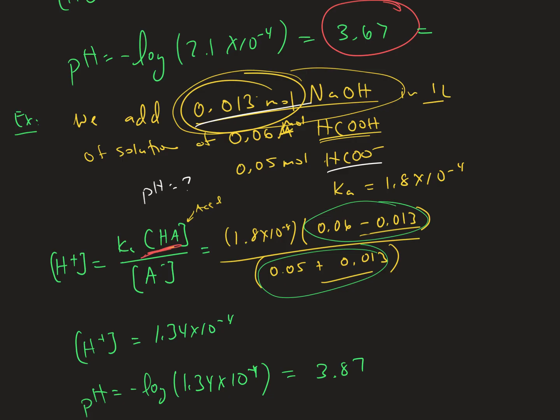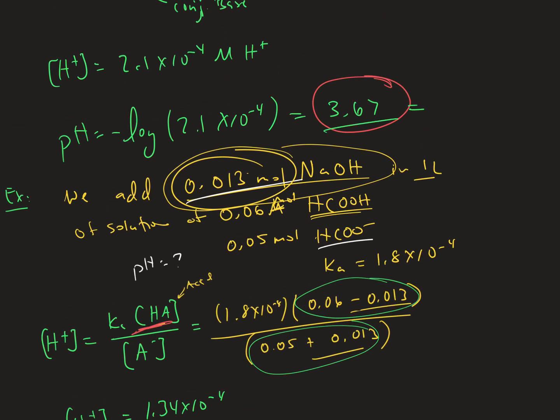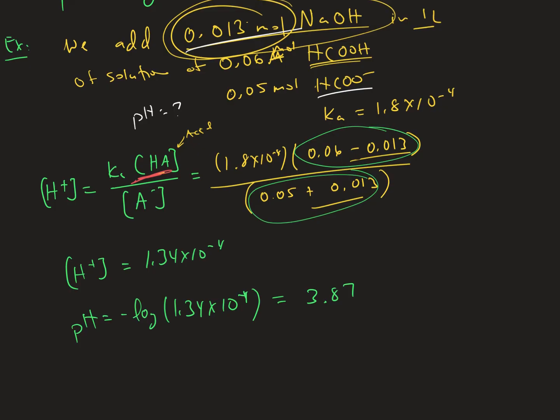So if I want to change it more, I'm going to add more base, right? What was the original pH? 3.67 from our last problem. So it just raised it by 0.2. Not much at all.